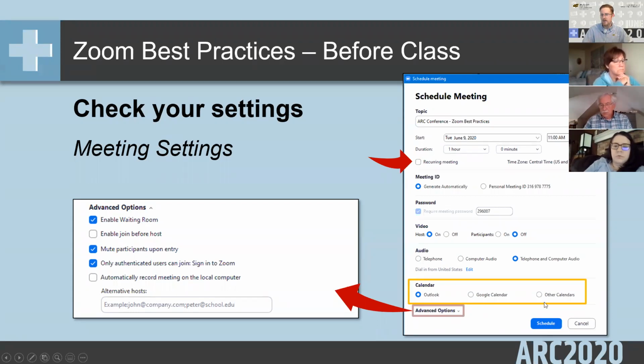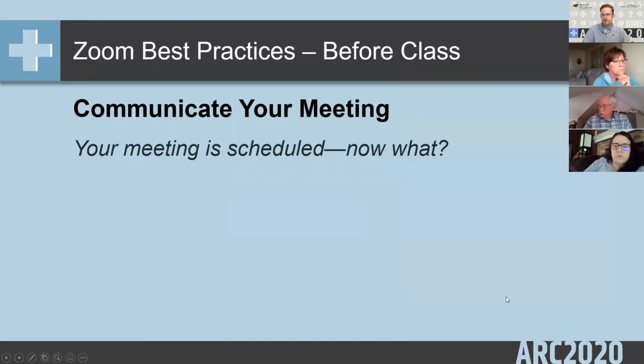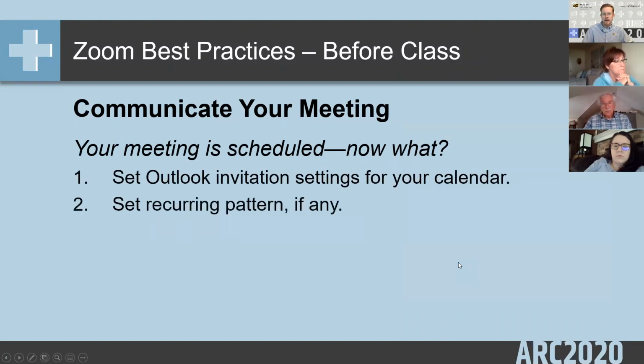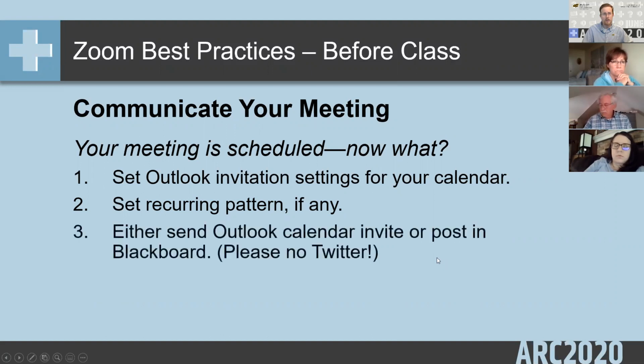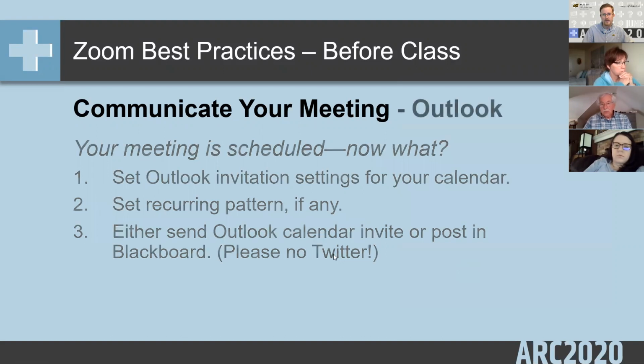So we're going to click schedule. And now we need to make sure that people can get to our meeting. The way most people do this is just through Outlook. Now, classes, probably not. We'll talk about that in just a second. But in Outlook is where you're going to set your recurring pattern if you're going to do that. And you'll just send that out either as a regular calendar invite or we'll post it in Blackboard.